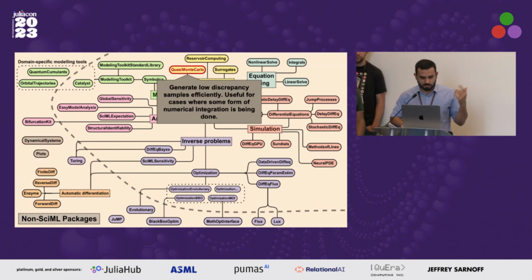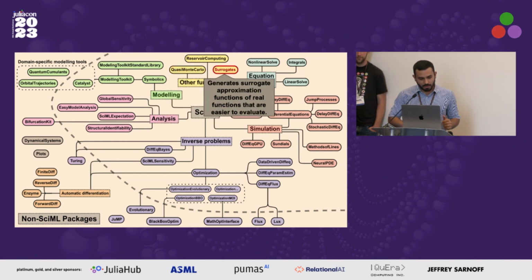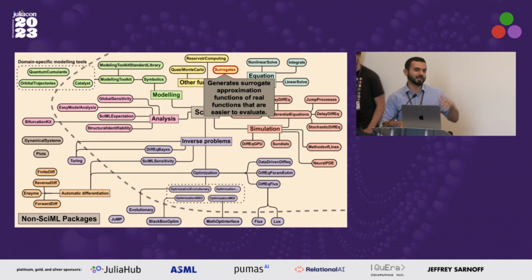Plots is plots. QuasiMonteCarlo is useful in cases like global sensitivity or some other place where you have to do some sort of numerical integration, and this gives you the ability to very efficiently generate, and I think also in parallel, these low discrepancy sequences, which are supposed to be very good for numerical integration.